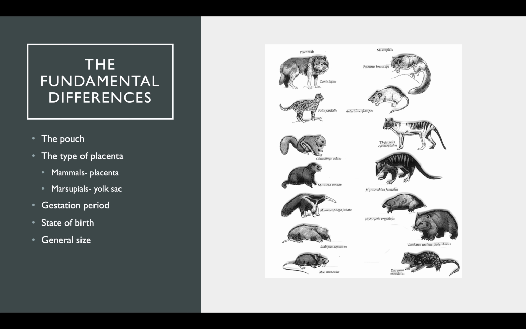The extent of the developing young's nutrients exists within this yolk sac, and this is why marsupials have such short gestation periods, the next fundamental difference. Since no nutrients can be transferred to the developing egg yolk once the yolk sac runs out, the young must come out of the egg. This is where the third fundamental difference, the state of birth, comes into play. When marsupial young are born, they are underdeveloped, small, and weak. They spend the vast majority of their rearing in the pouch, where their mother's milk provides energy and nutrients.